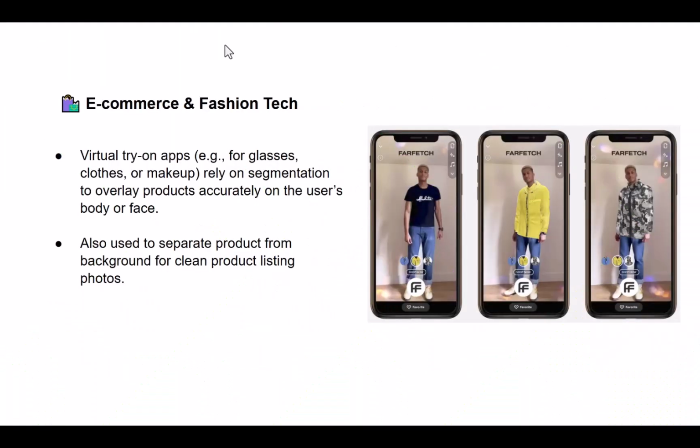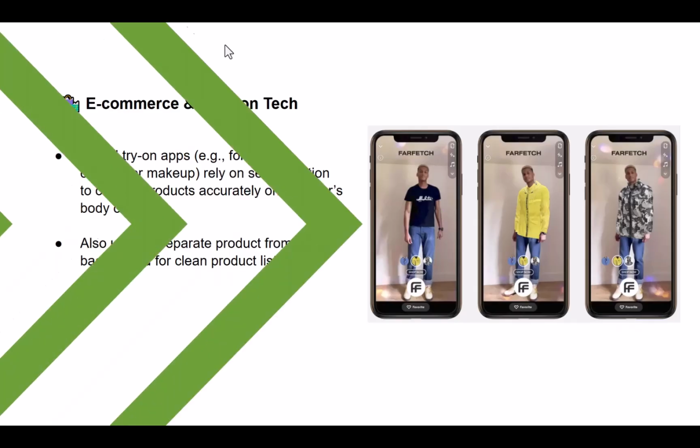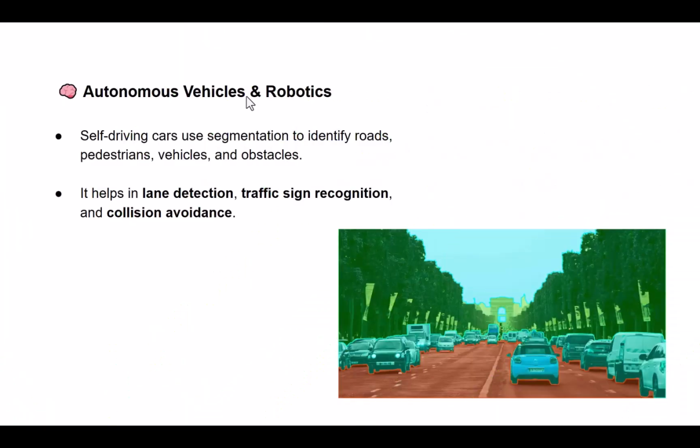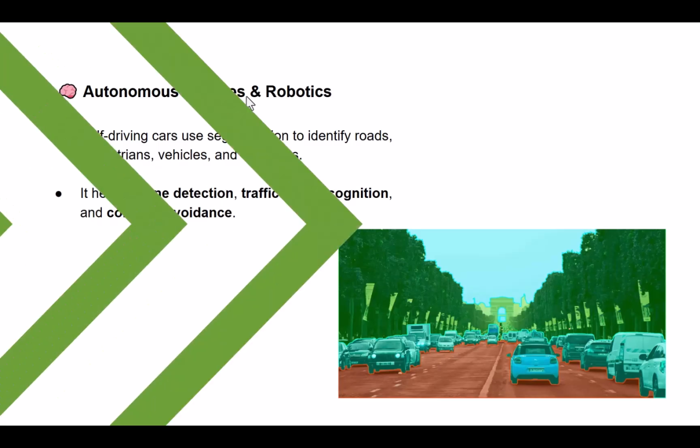Virtual try-on apps rely on image segmentation to overlay products accurately on the user's body and face. Self-driving cars use segmentation to identify roads, pedestrians, vehicles, and obstacles. And it helps in lane detection, traffic sign recognition, and avoiding collisions.